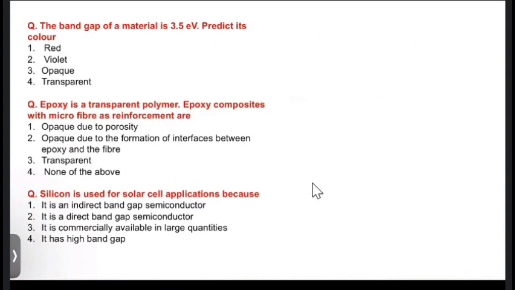So first of all, we will discuss the assignment of previous week 6 lecture. So the first question is, the band gap of a material is 3.5 electron volt. Predict its color. Your options are red, violet, opaque, transparent.